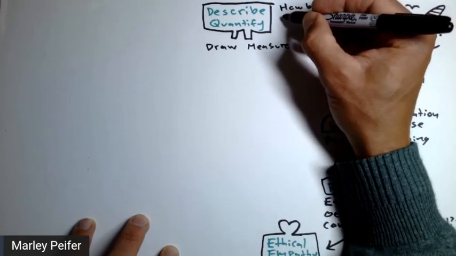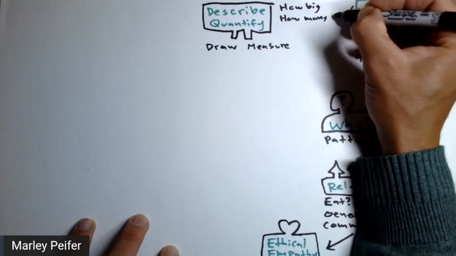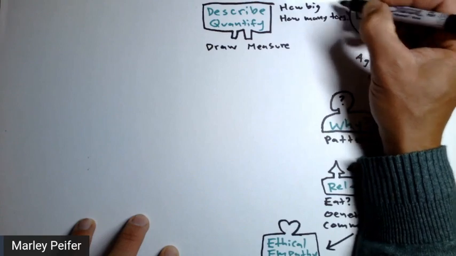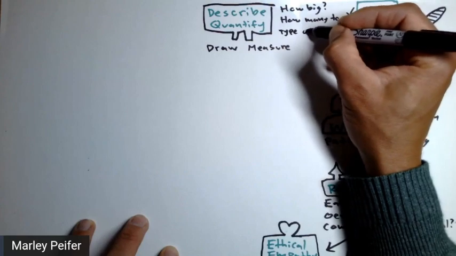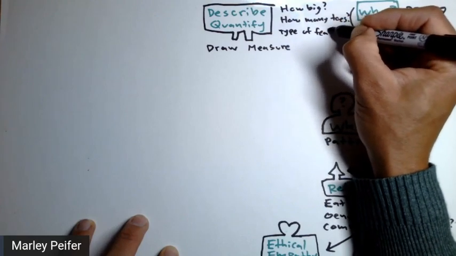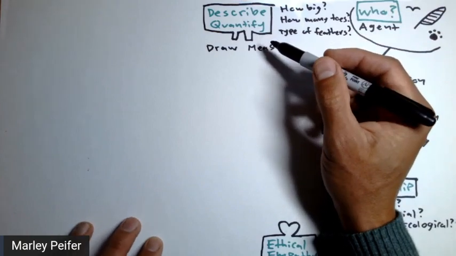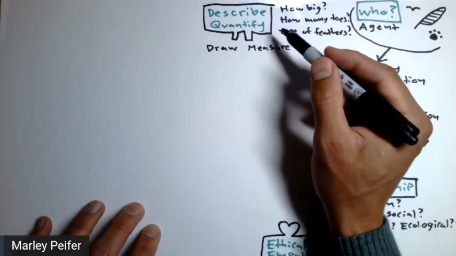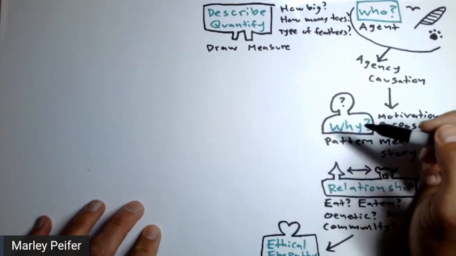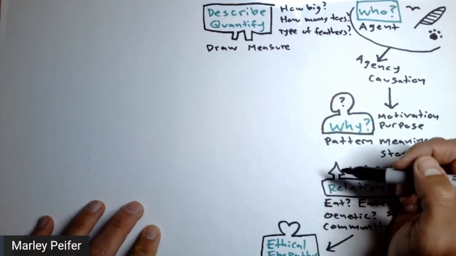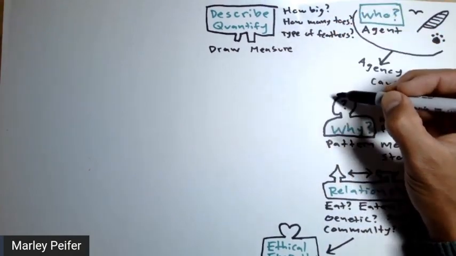How big? How many toes? What kind of feathers? And a lot of these are the type of questions that you can answer in the field or you can look them up. And a lot of times it is useful to actually answer these questions. Some types of questions are not necessarily about being answered. So this can often lead you to why questions.